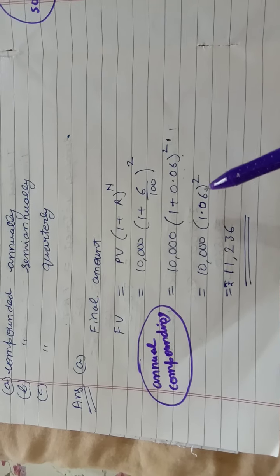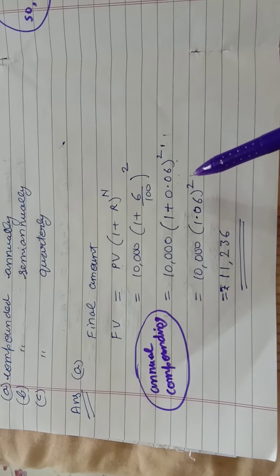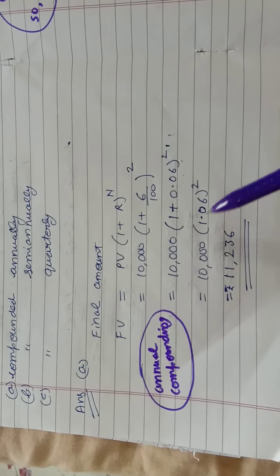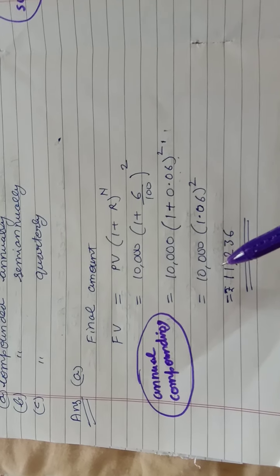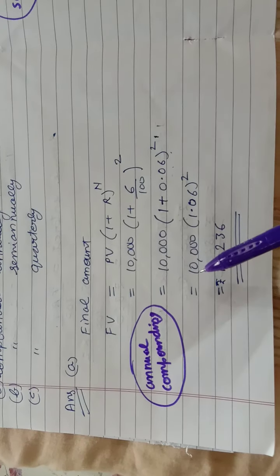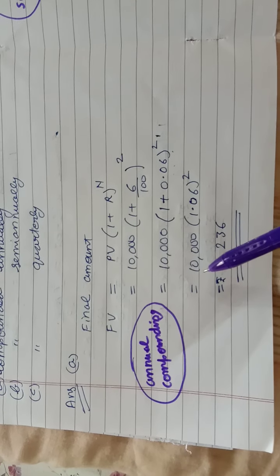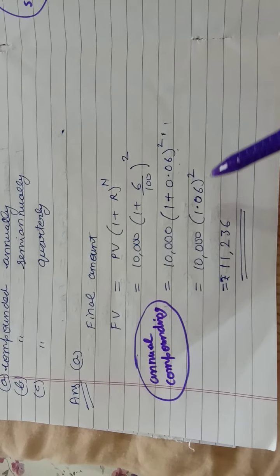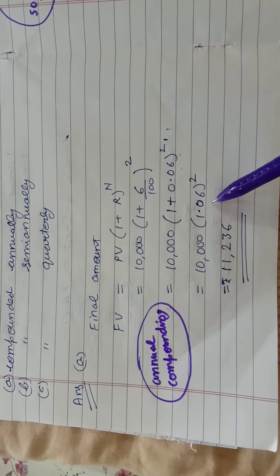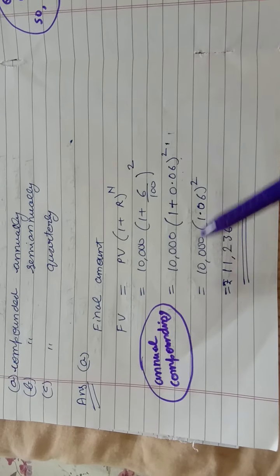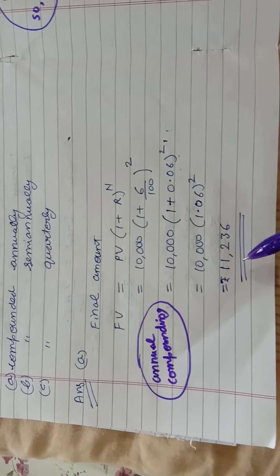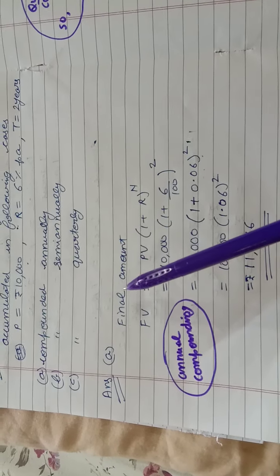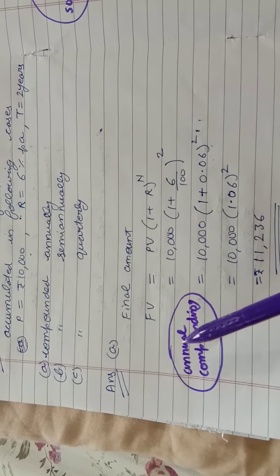Again, some people do 1.06 into 2. It's not that way. It is 1.06 into 1.06 into 10,000. Again, some have a habit of starting calculator operations from here. That is, they type 10,000 multiplied by the bracket and all those stuff. So don't do it in that way. Start from 1.06 into 1.06 and then into 10,000. So I got the answer 11,236 rupees. This is the future value or the final amount when the compounding is annual.